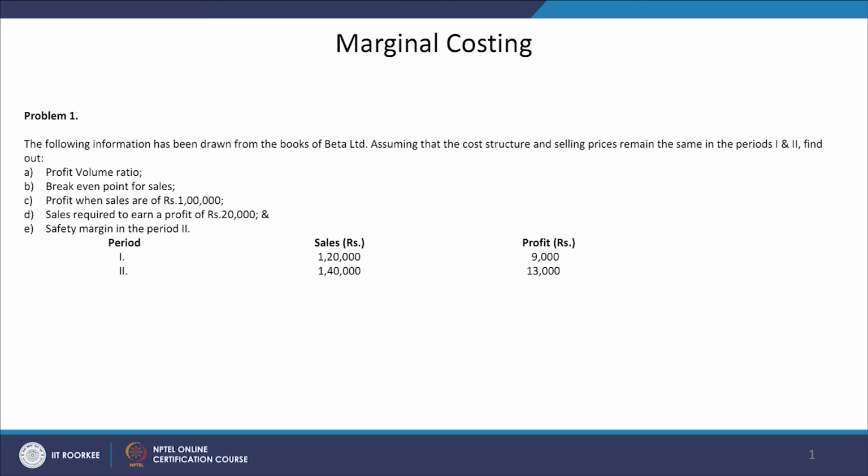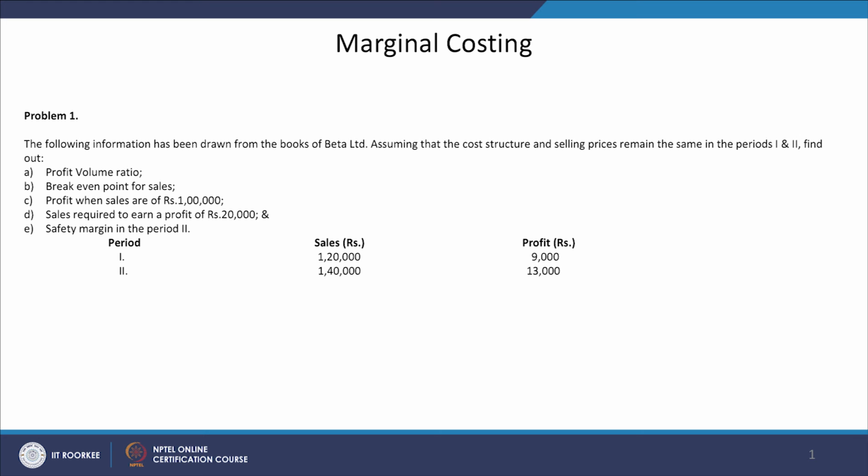Now, we will go for answering the third question, and the third question is what? Profit when sales are rupees 1 lakh. Profit when sales are rupees 1 lakh. So, in this case again we have to find out the amount of the contribution.